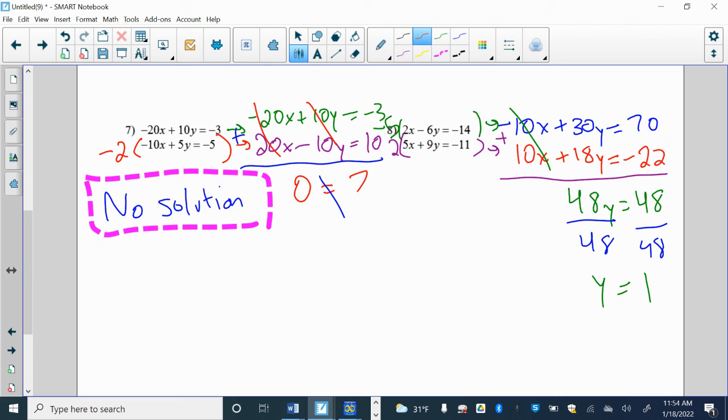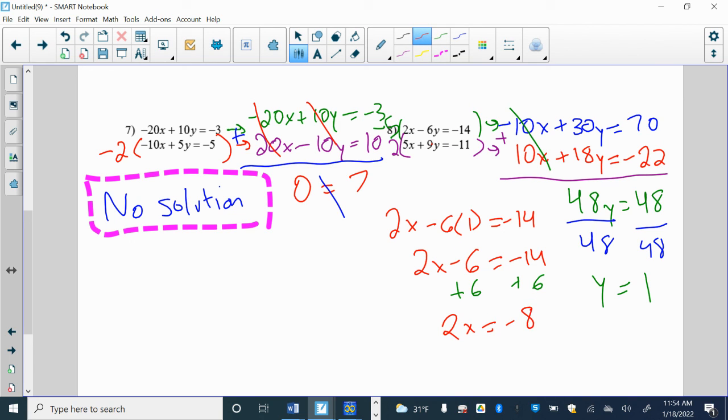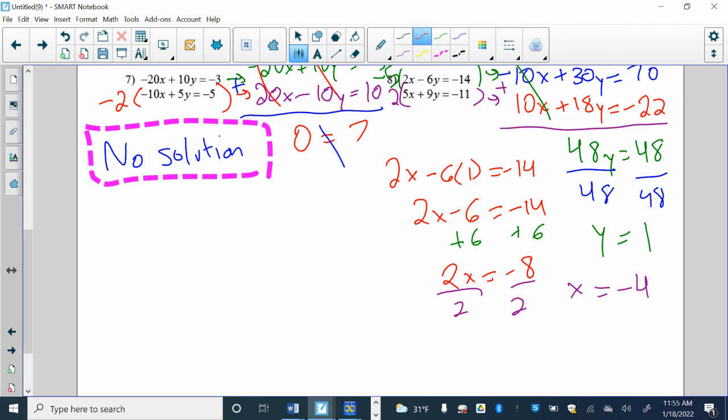Now we can come back to either of the original equations. Let's put in 1 for y. Okay, so we can pick either of the original. Maybe we pick the top one. 2x minus 6 times 1 equals negative 14. So 2x minus 6 equals negative 14. Add over the 6. 2x equals negative 8. Divide by 2. X equals negative 4. So final answer, negative 4 comma 1.